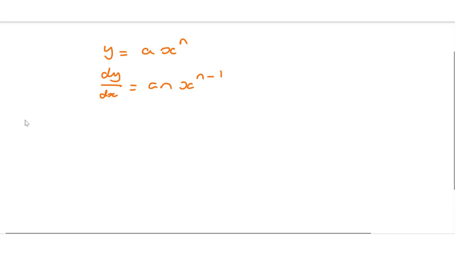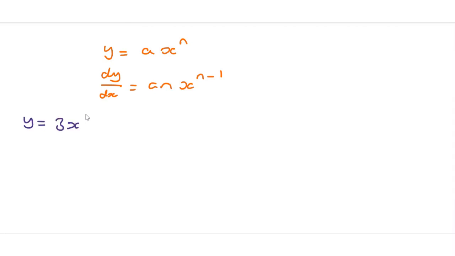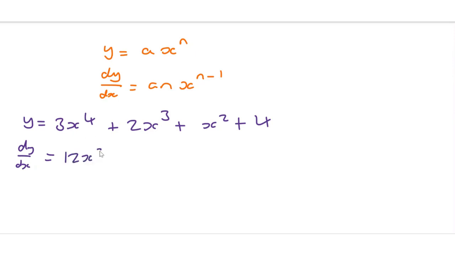So if we have a polynomial, y is equal to 3x to the 4 plus 2x cubed plus x squared plus 4, then dy by dx, and you can differentiate each term separately. We multiply by the 4, so we get 12x cubed plus 6x squared plus 2x.